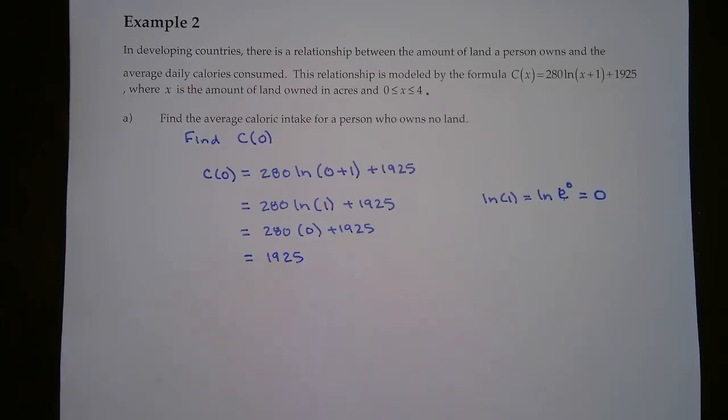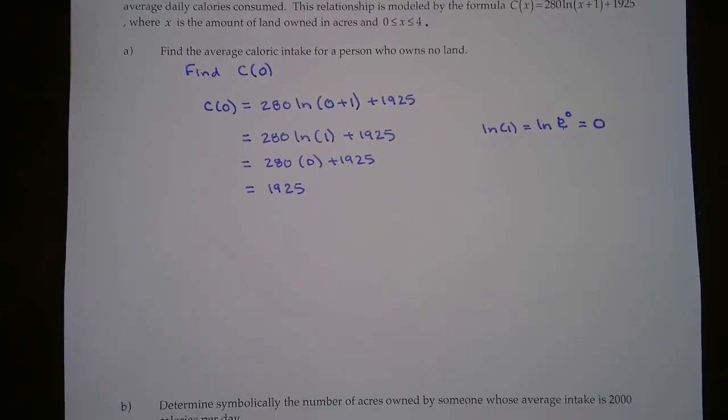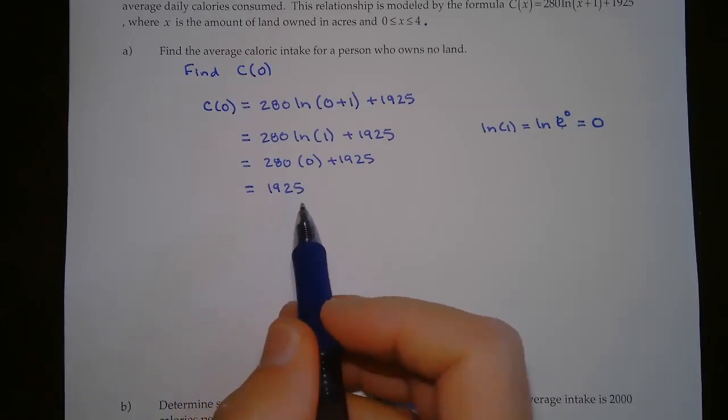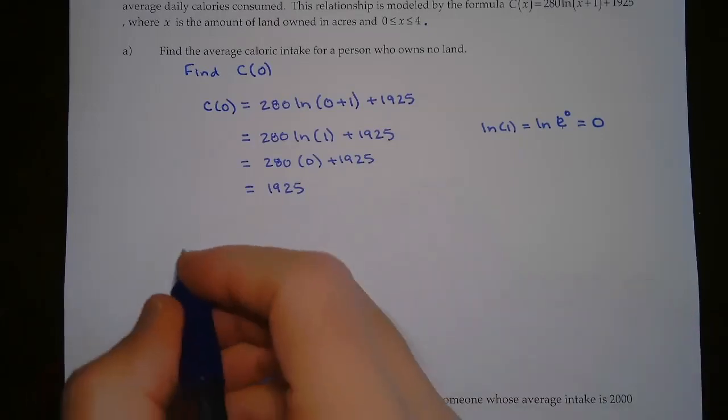Okay, so what does this mean? Okay, I'm going to slide it up just a little bit. So what this means, a person who owns no land has an average daily calorie, the number of calories consumed daily on average is 1,925. Okay, all right, so let's write that down.